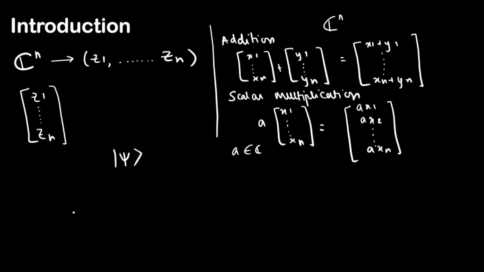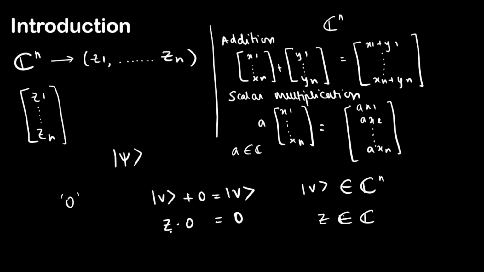A vector space also contains a zero vector, denoted by this 0. We are not writing this 0 vector in this notation since this notation has an altogether different meaning in quantum computation, as it represents a 0 state qubit. This 0 vector satisfies the following addition and scalar multiplication rules, where v is our vector in our complex vector space and z is a complex number.